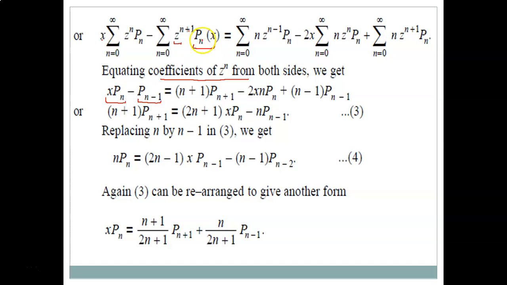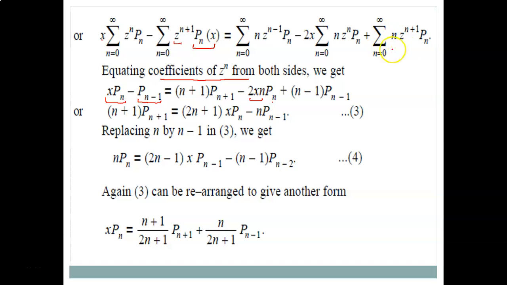The coefficient of z raised to power n in this summation, when you open this, will be P_{n-1}, and in this the z raised to power n will give you the coefficient x into P_n. That is there in the left hand side. Now in the right hand side, the coefficient of z raised to power n we can obtain here. Here it is minus 2x n P_n.